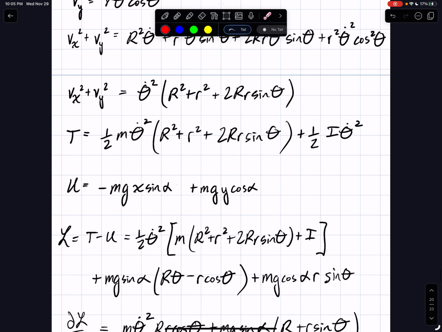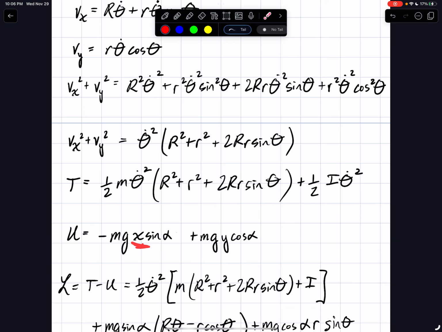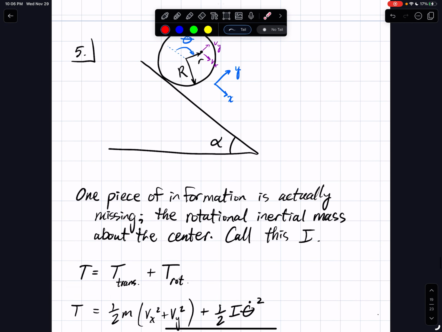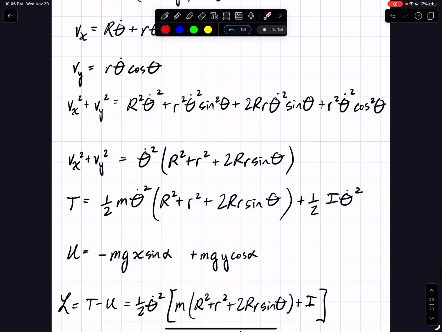Then the potential energy of the system is dependent on how high that center of mass is. So not how high the center of the ball is, but how high the center of the mass is. And so that's given by two things. It's what the x position is of the center of the mass times sine of alpha. So if we look back here at the diagram, as you move down this slope, how far you go in the x direction, the component of that in the vertical direction is given by x times sine of this angle, which is alpha here. And because x goes downwards, there's a negative there for the potential energy here.